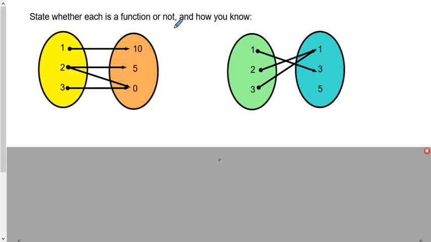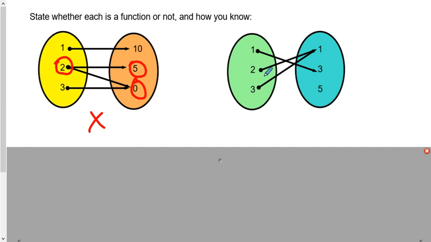The next way we might try and identify functions is if we got a mapping diagram. With a mapping diagram, we're looking to see if any of our x values map to two different y values, or any of our inputs map to two different outputs, or any of our independent variables map to two different dependent variables. So this is the same thing, just another way of looking at it. On the first one here, I notice that my input of 2 maps to two different possible outputs. So this one is not a function because there's an input that can map to two different outputs.